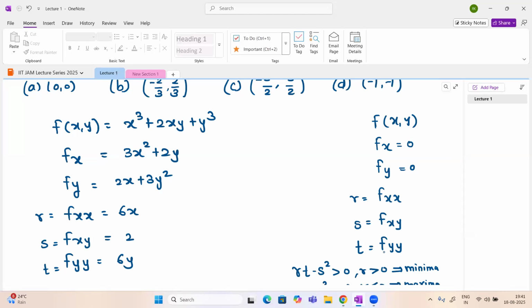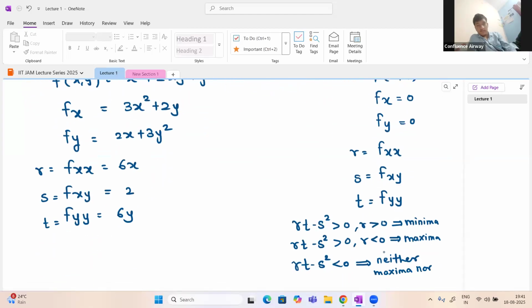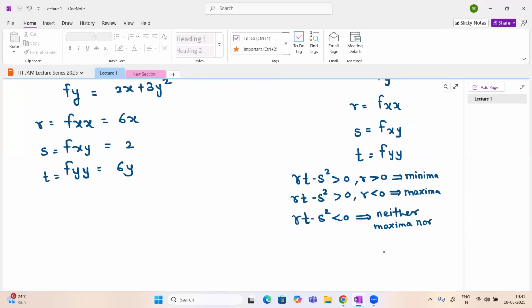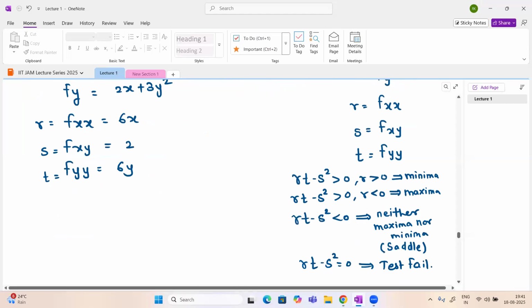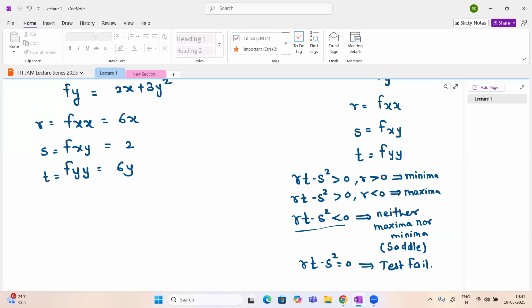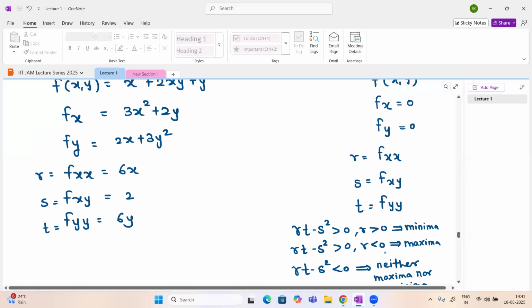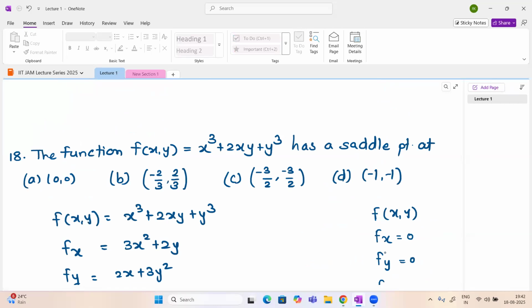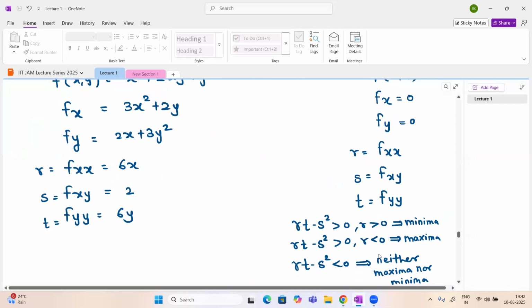We know that when we say the point is a saddle point, RT minus S square is negative. Instead of finding the stationary points first, I will solve it in a reverse way. Whatever options we have, we will simply check whether it is a saddle point or not. What is the first point? 0, 0, meaning x is 0 and y is 0.